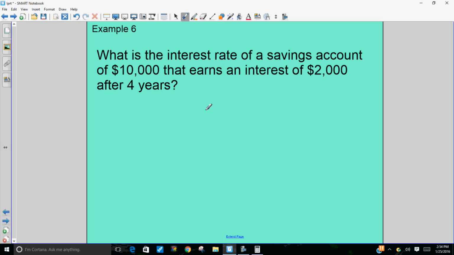For 6, I'm going to help you label it, and then I want you to solve it. What's the interest rate of a savings account of $10,000? Okay, if that's what's in there, that's the principal. That earns an interest of $2,000. That's our I. After 4 years, and our 4 years is our T. So I have, remember the formula is I equals PRT. Okay, I have the I, the P, and the T. It's asking for the R. Pause this video and solve this problem.